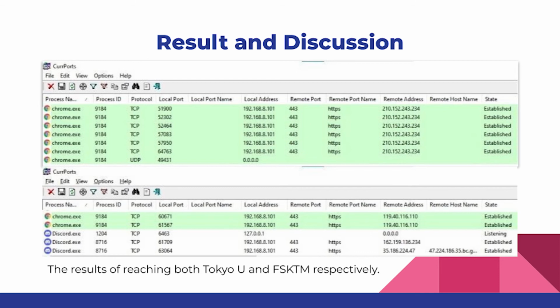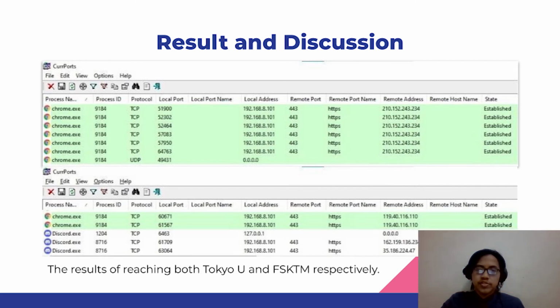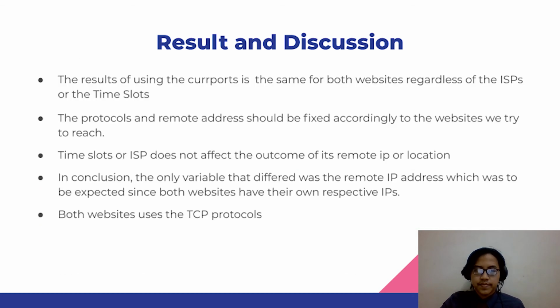And the second display here is the FSKTM UPM website, in which, as expected, the only different thing is the remote address. Everything else stays the same, right? And as displayed here, the only difference between the two is the remote address, and the results of using CurrPorts are the same for both websites regardless of the ISPs or the time slots.